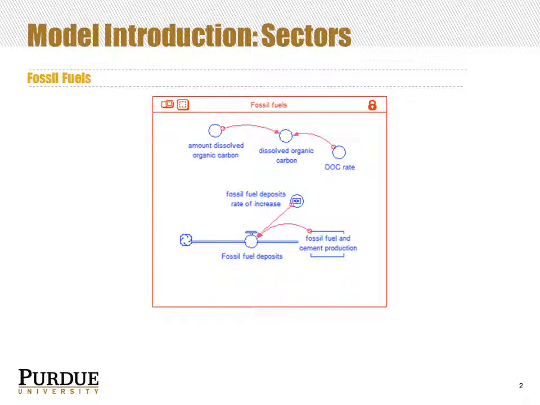We begin with the fossil fuel sector. This sector contains one of our abatement strategies concerning fossil fuel production. Even though there is not much to it, it is very important in calculating the dissolved organic carbon and the amount of fossil fuels produced, both of which are used as ghost variables in the rest of the model, you will see.